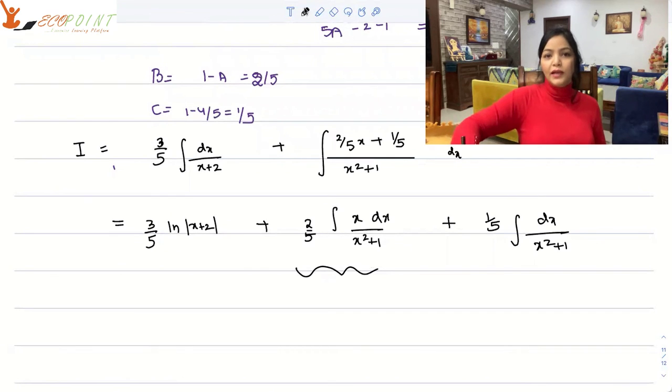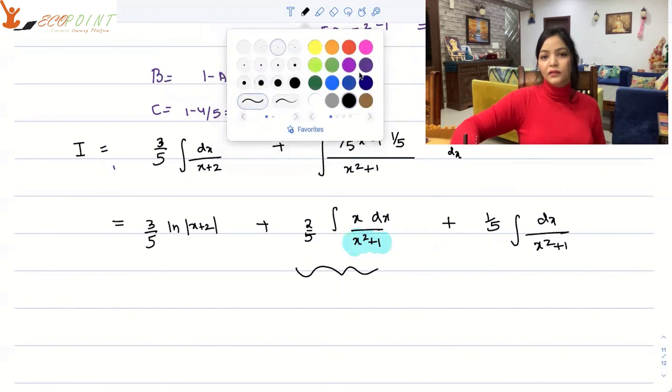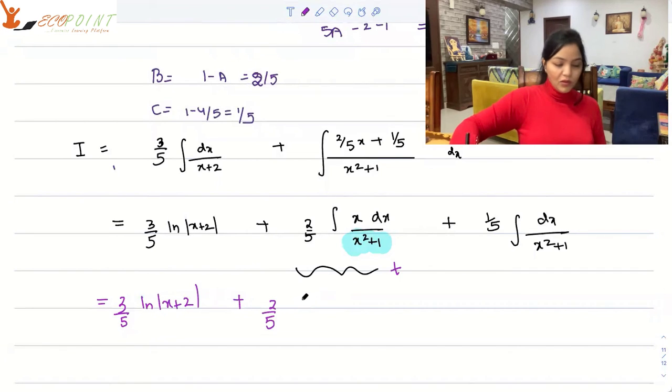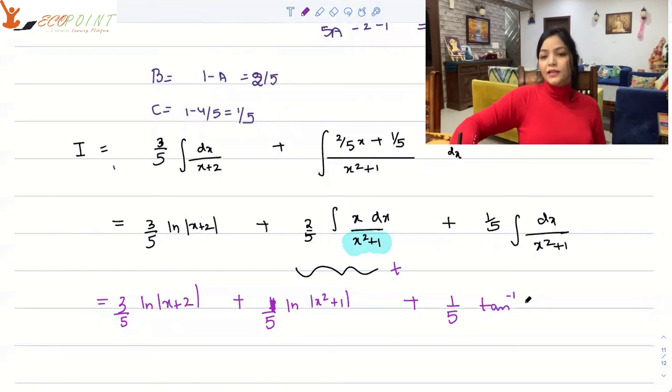So in this case, you will have to take x squared plus 1 as, say, some t, and 2x dx becomes dt. So this was simple log, already integrated. Now here the integral will give you 1 by 5 log mod x squared plus 1, after substituting x squared plus 1 as t, hence 2x dx equals dt. Plus 1 by 5 times the integral of 1 upon x squared plus 1, which is tan inverse x. So tan inverse x plus some constant c.